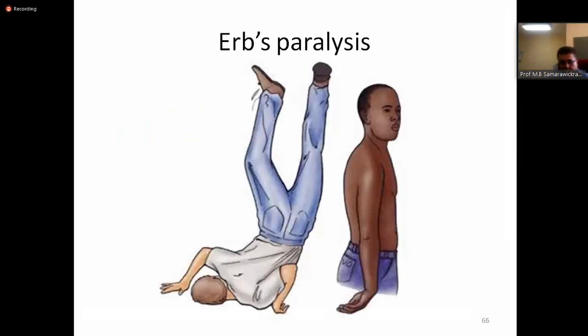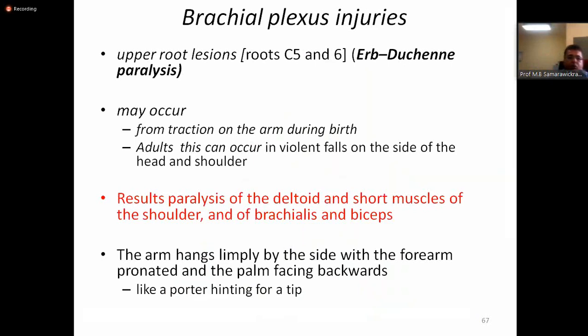Erb's palsy. This is a brachial plexus injury. You can see this is how it can occur when there is a fall like this, stretching of the upper roots of the brachial plexus. So this is the deformity you get, what is called the porter's tip deformity. Remember, the wrist is flexed like this, which is the normal relaxed position of your wrist. Nothing has happened to the wrist flexors or extensors, right? Okay, so Erb's palsy.